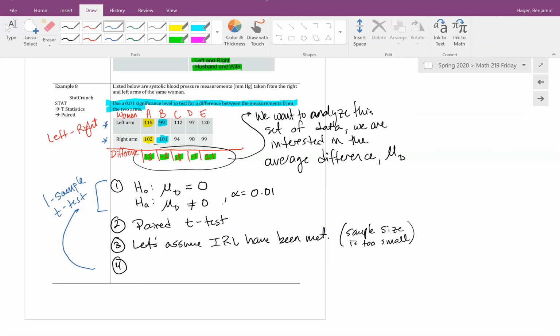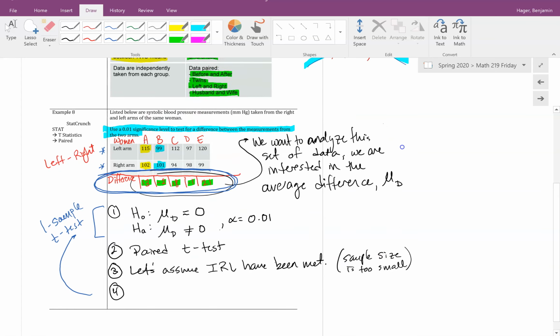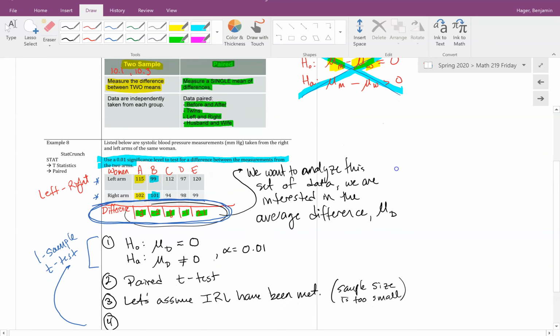You would find the test statistic, right? Which means you would first need to find the sample mean and sample standard deviation out of this data set. And then you would find the p-value and interpret your results. I'm just going to go ahead and do it all on StatCrunch and show you how it does it. But again, I hope this idea is making sense that what we're analyzing is a single set of data, the differences between these two data values.